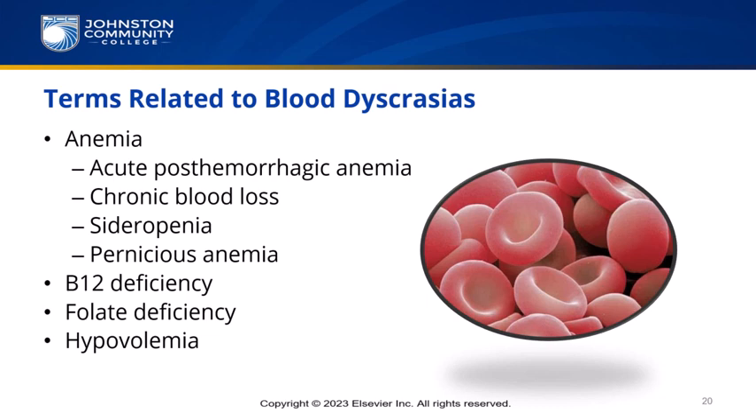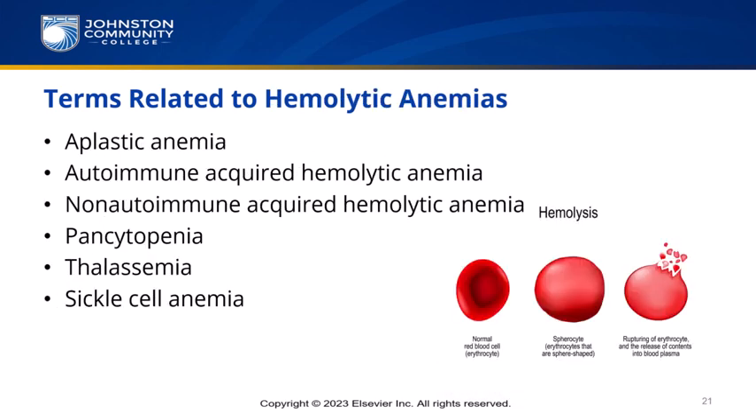Then we have hypovolemia. Volo is our combining form for volume. So this is a deficiency in the volume of circulating blood. Terms related to hemolytic anemias. Aplastic anemia. Note that plasto is our combining form for formation. This is a suppression of bone marrow function leading to a reduction in red blood cell production.